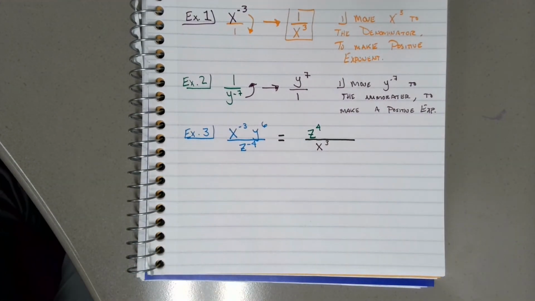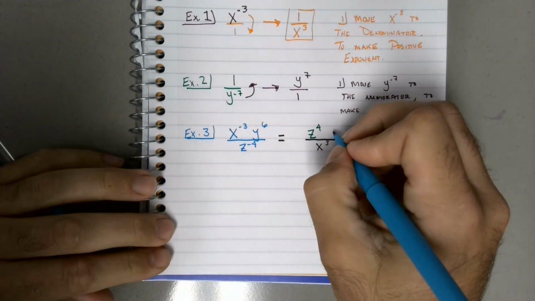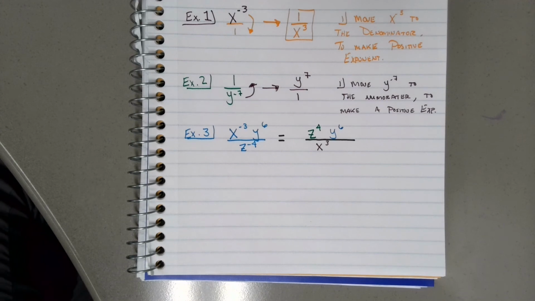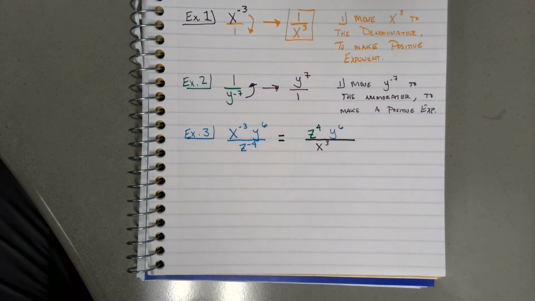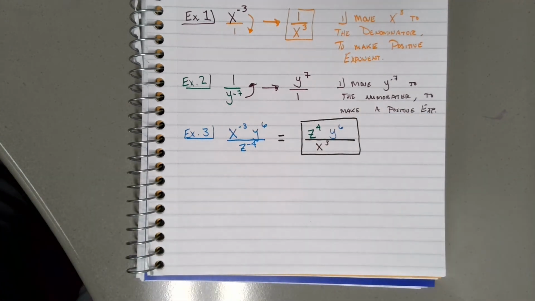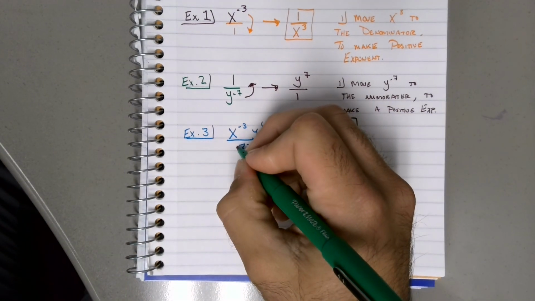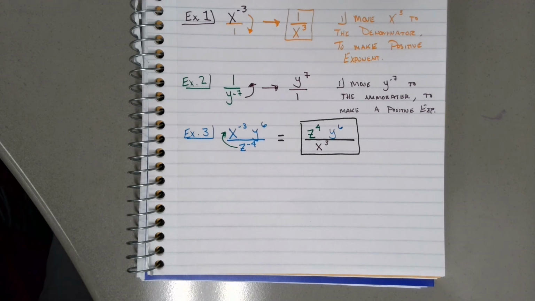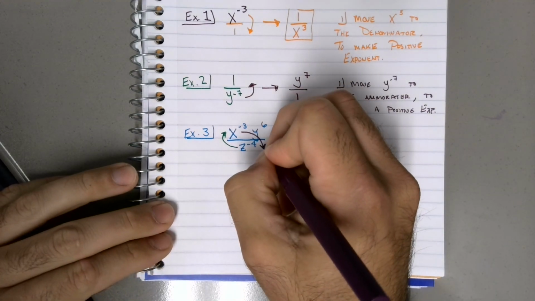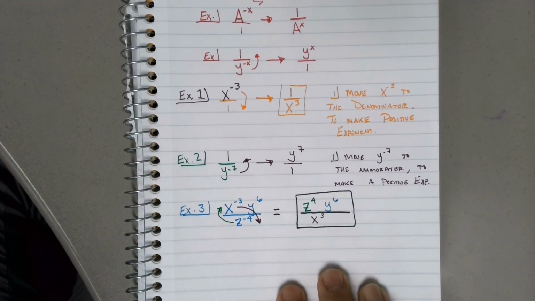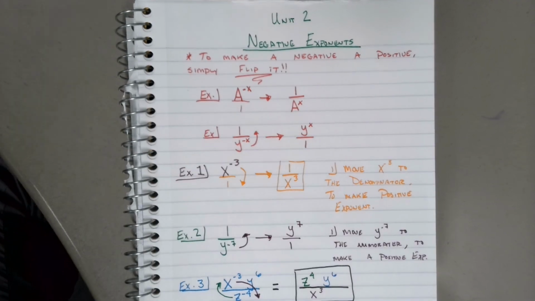All right. And y to the 6th, well, it's positive, so it's just going to stay up here at the top. Okay. And I don't have any like terms. Okay. All my terms are different. So that right there will be my final answer. Okay. So all I did was I moved this up here to make it positive. And I moved this down here to make it positive. Okay? All you're doing is flipping those to make them positive. All right? So that's negative exponents.